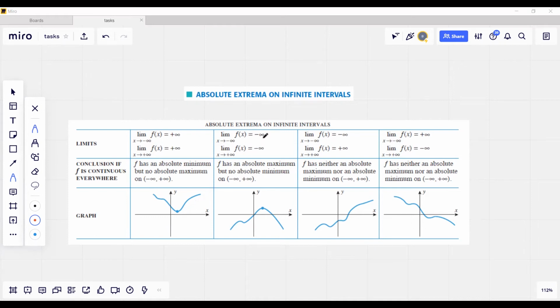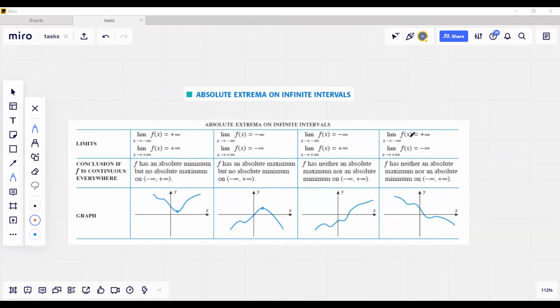In case when our function decreases without bounds when x goes to minus infinity or plus infinity, then our function will have no absolute minimum, but will have absolute maximum. In case when function is going to decrease without bounds when x goes to minus infinity and increase without bounds when x goes to plus infinity, then as we can see from this graph here, it suggests that function will not have absolute extrema, neither absolute maximum nor absolute minimum.